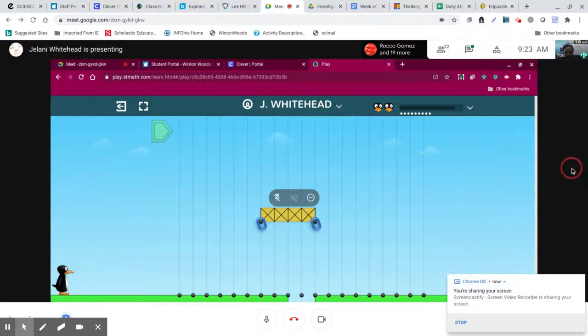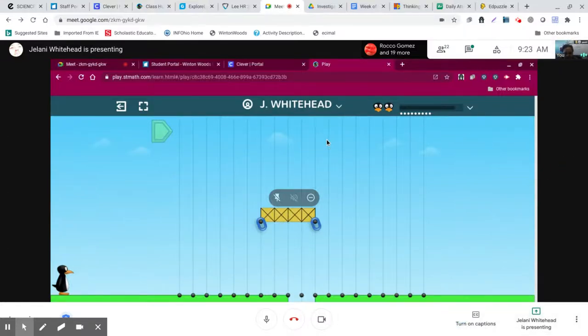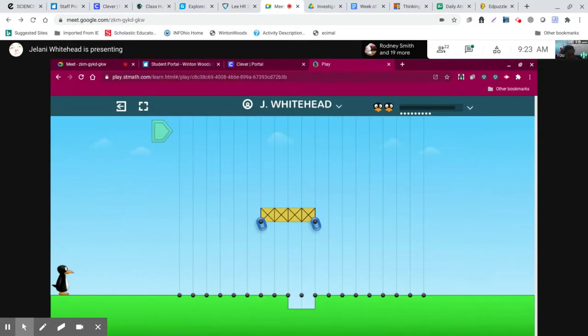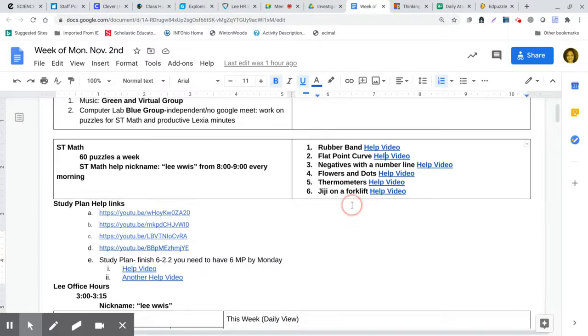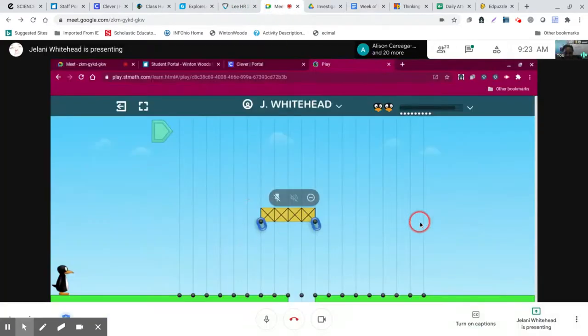All right, so this is the rubber band stretchy thing. First off, in your agenda, there is a help video called Rubber Band. It's the very first help video that will give you some additional assistance. But let's go ahead and look at this one. It looks like obviously you have this trying to fit into this smaller space, so you need to shrink it in some way.